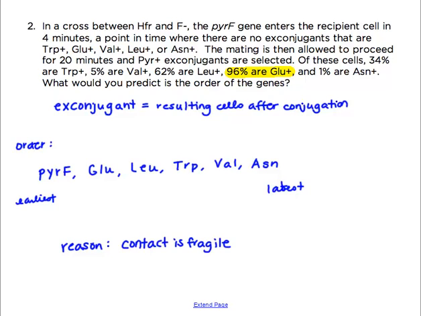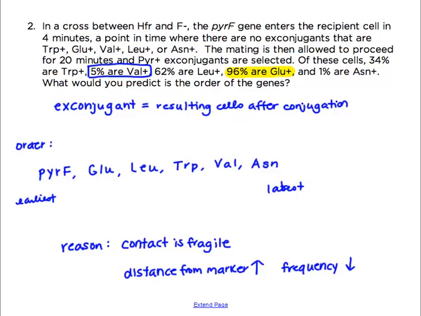So I'll say as distance from marker, as this distance increases, the frequency will decrease. Okay? So just to reiterate, I want to make sure that this is clear. The reason, let's say, you only have 5% of these X conjugates are Val plus. That's a very small percentage, right?